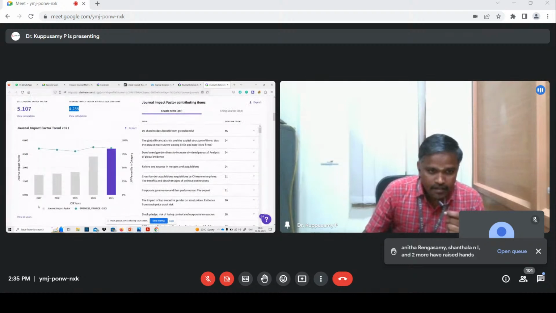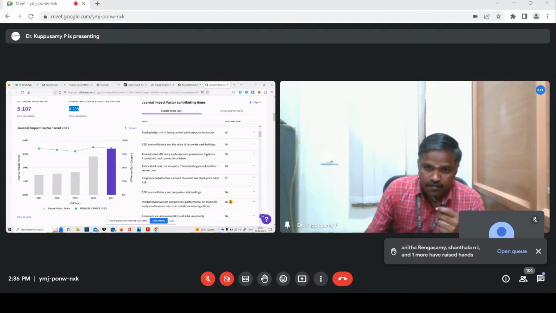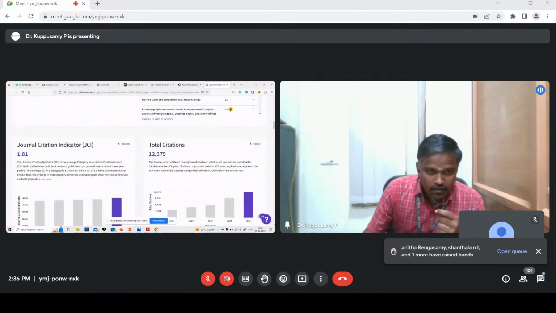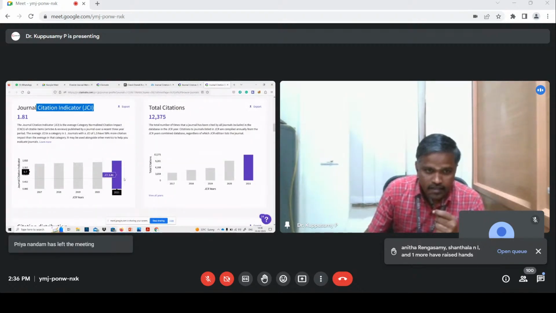So the number of citations year wise, 2021, 2020, based upon that they are giving the journal impact factor, how it is increasing based upon the citations. Here the citation count is also given, how many citations are made, and how many articles are cited. So that is also there. And the citation indicator, this is one of the indicators, 1.81, year wise. Again, this is 2021, 2020. Here the total number of citations year wise.